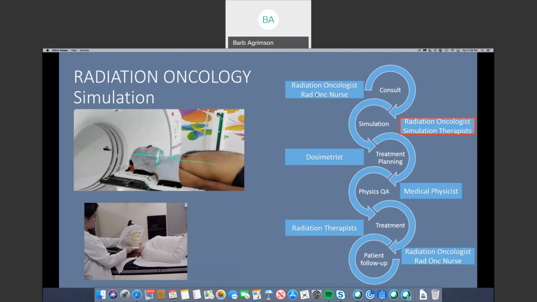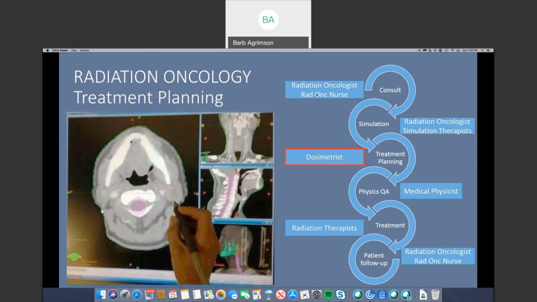The CT scan is done after positioning the patient, and then the next appointment the patient will have within the department is when they start their treatment course. Usually it's less than 2 weeks. So on average, it would be maybe around 7 days between the simulation and the first treatment appointment.